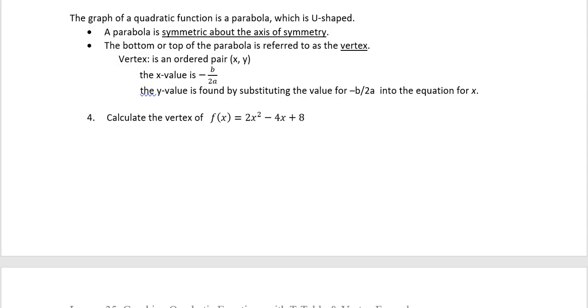That's why it was so important in the last video for us to identify what a and b are. The y value of that vertex is found by substituting our value of negative b over 2a into the actual equation that we're given. In problem 4, it says calculate the vertex of f of x equals 2x squared minus 4x plus 8. Okay, so we're going to calculate the vertex with this concept that the x value of the vertex will be negative b over 2a. I'm going to start off by writing that formula down. X equals negative b over 2a.